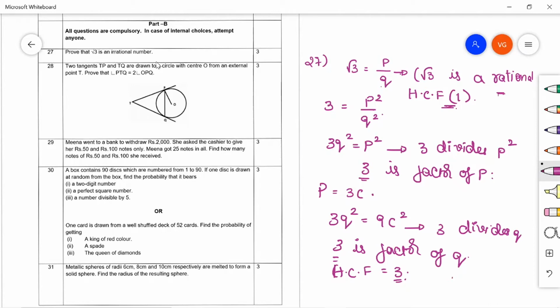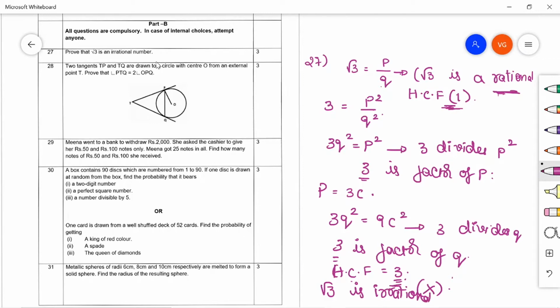So if it is a rational number, it should have that common factor P by Q should have 1. But now I have another common factor that is 3. So what I have assumed, that is the number P by Q is a rational number, is contradicted. So I can write root 3 is not a rational number, means it's an irrational number, right? So this is what we need to write it down.